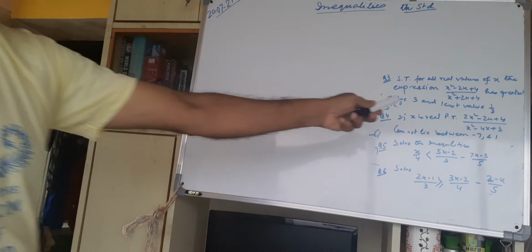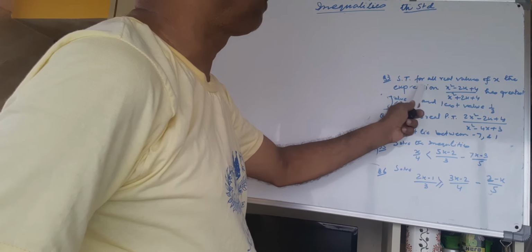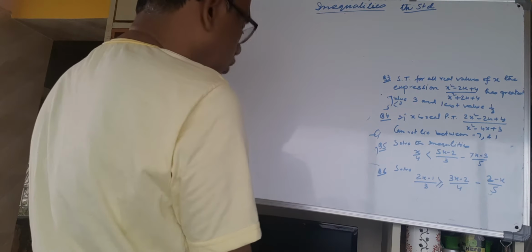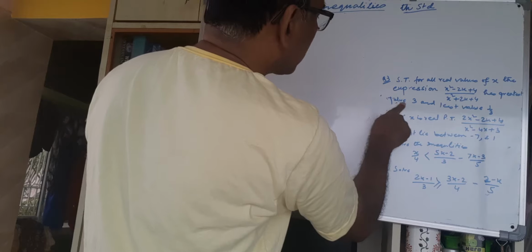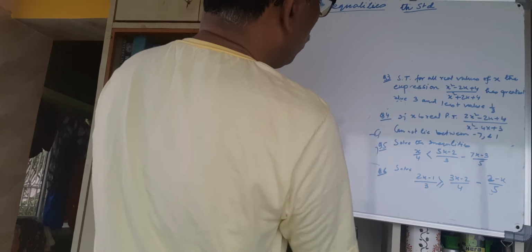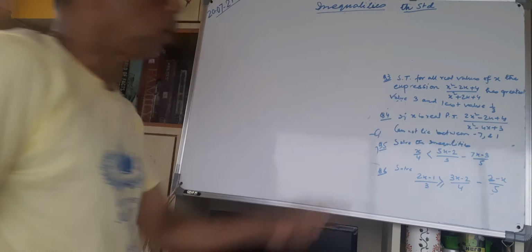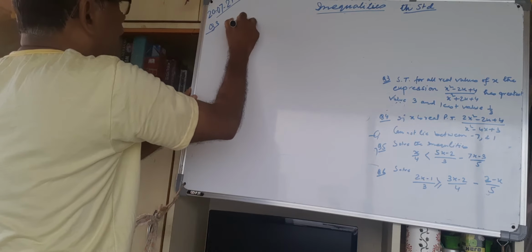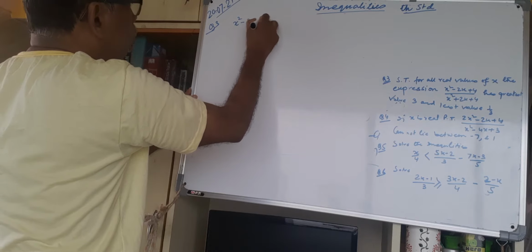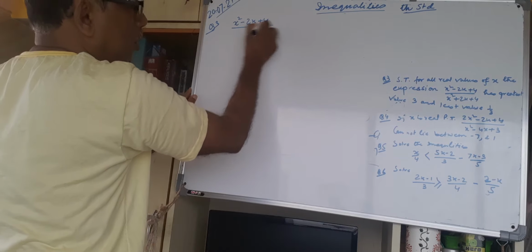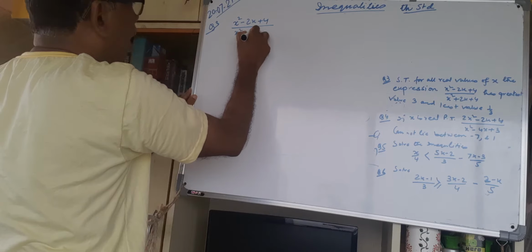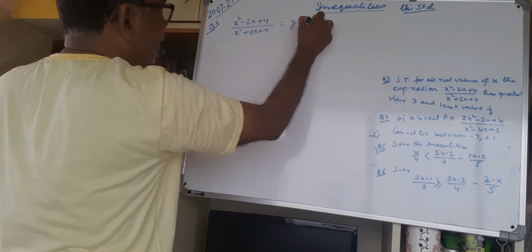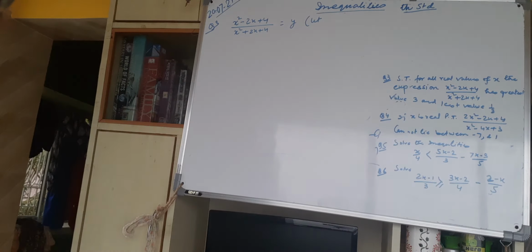Show that for all real values of x, the expression has greatest value 3 and least value 1/3. So let the expression be y. Question number 3: (x² - 2x + 4)/(x² + 2x + 4), let this equal y. Now doing cross multiplication.